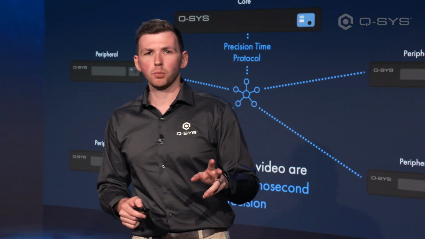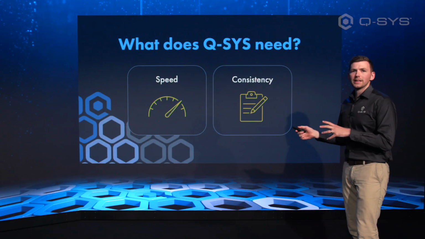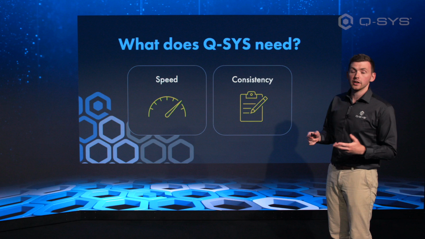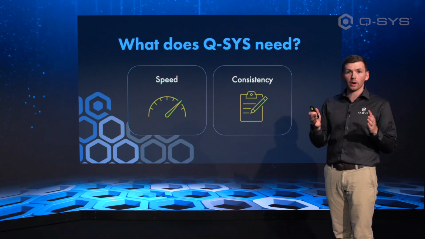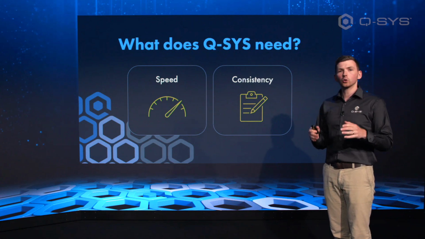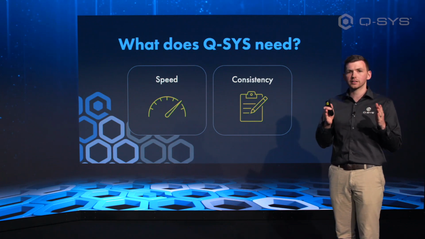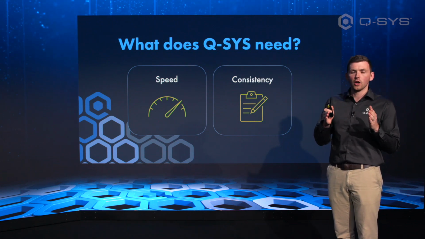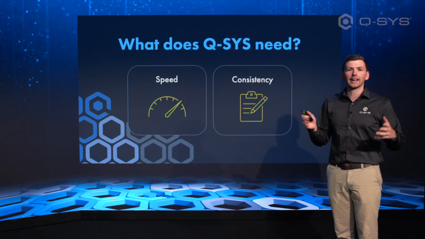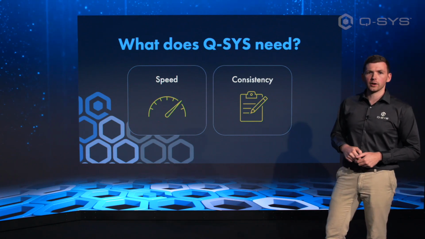Well, 2 of the most important things here are going to be speed and consistency. Okay? Speed because of what we just saw, we've got that quite tight latency requirement, but also consistency. Even if that latency requirement is always quite short, we don't want it changing and shrinking as different traffic occurs on the network.